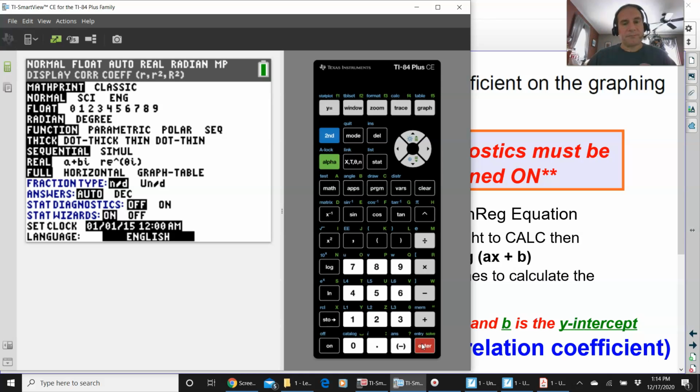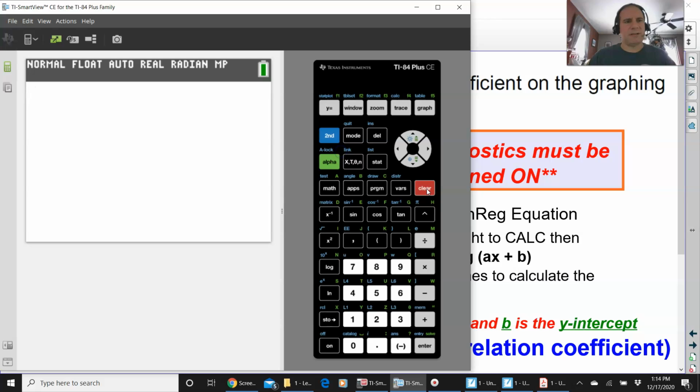So if it's on off, which you could tell I just changed it to, do you see how that's off now? I'm going to highlight on, and press enter. Then I usually go up just to make sure. I press the up arrow just to see that it is on, and then I can press clear. So the stat diagnostics would be on.